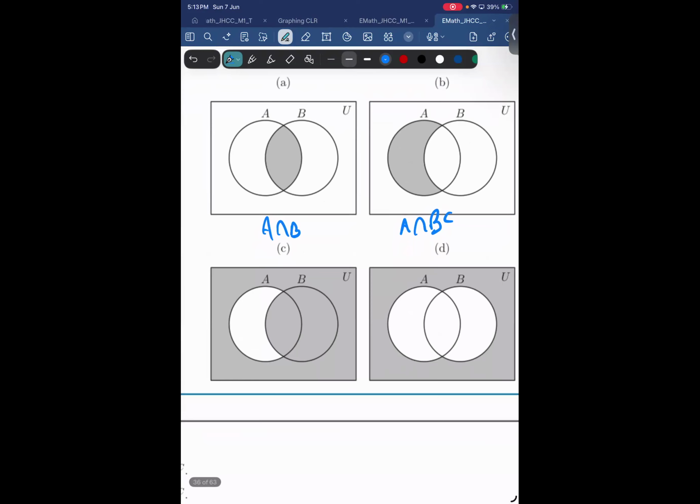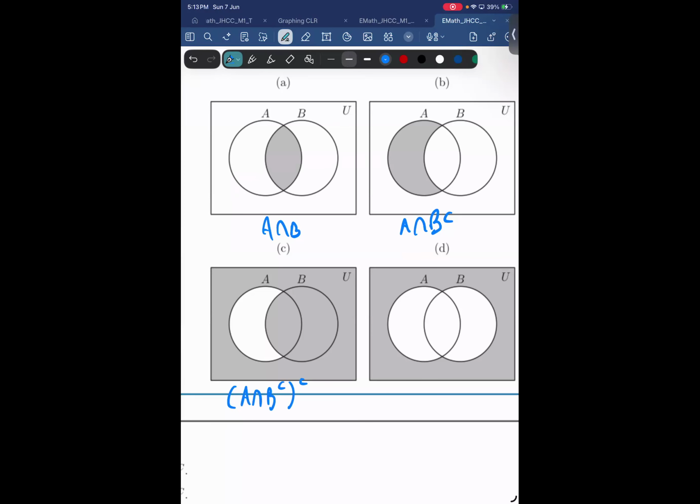Then for part C, notice it's basically everything. It's actually the opposite of part B. So a smart way to do things is to complement the whole thing. That works also because you flip the colors for part B.